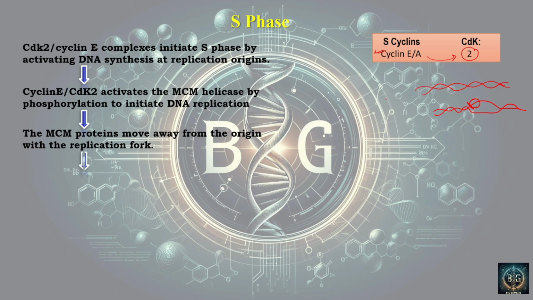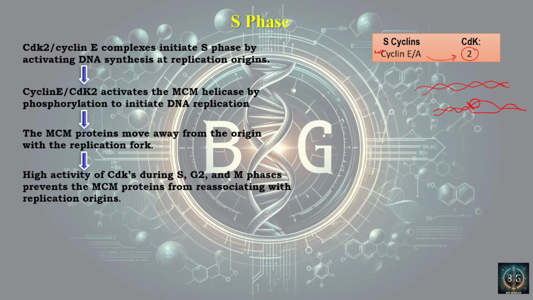Okay. By this process, when the MCM protein moves away from the origin with the replication fork, it unwinds DNA and the replication process goes on. When high activity of CDKs during S, G2 and M phases occurs, it prevents the MCM proteins from reassociating with the replication origin. Next, the amount of cyclin A-CDK2 complexes increases, because in S phase there are two types of cyclins, cyclin E and cyclin A.